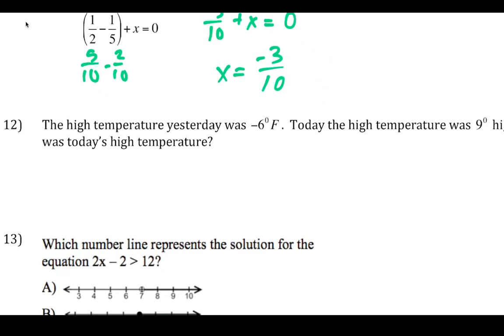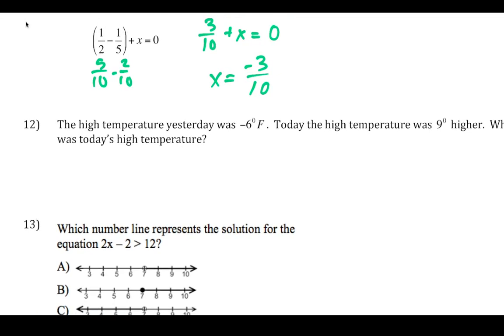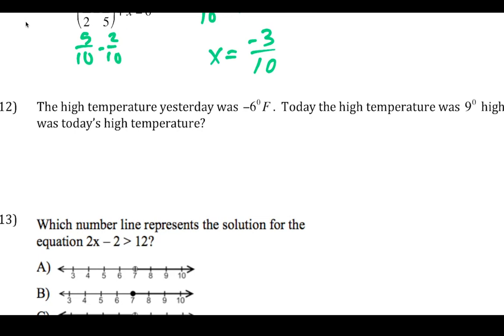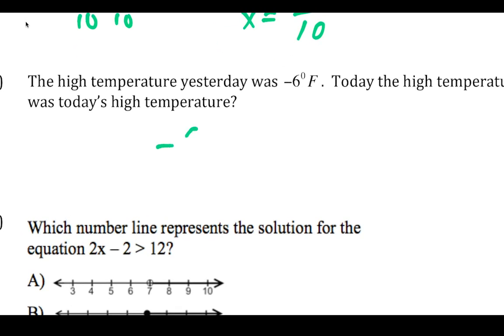The high temperature yesterday was negative 6 degrees Fahrenheit. The high temperature today was 9 degrees higher. What was today's high temperature? Negative 6 increased by 9 is a positive 3 degrees Fahrenheit.